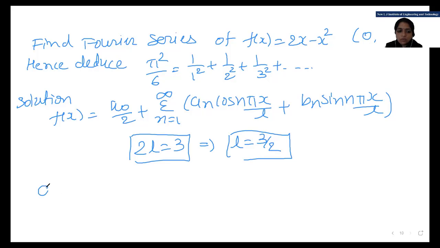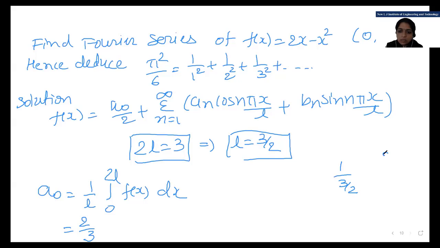Now, the formula of A0 is 1 by L, integral from 0 to 2L, f of x dx, right? Now the value of L is what? L is 3 by 2. So we keep 1 upon 3 by 2. So instead of 1 upon 3 by 2, I write here 2 by 3. Any doubt? 1 upon 3 by 2, then I write here 2 by 3. Both are the same. Okay. So I keep here.